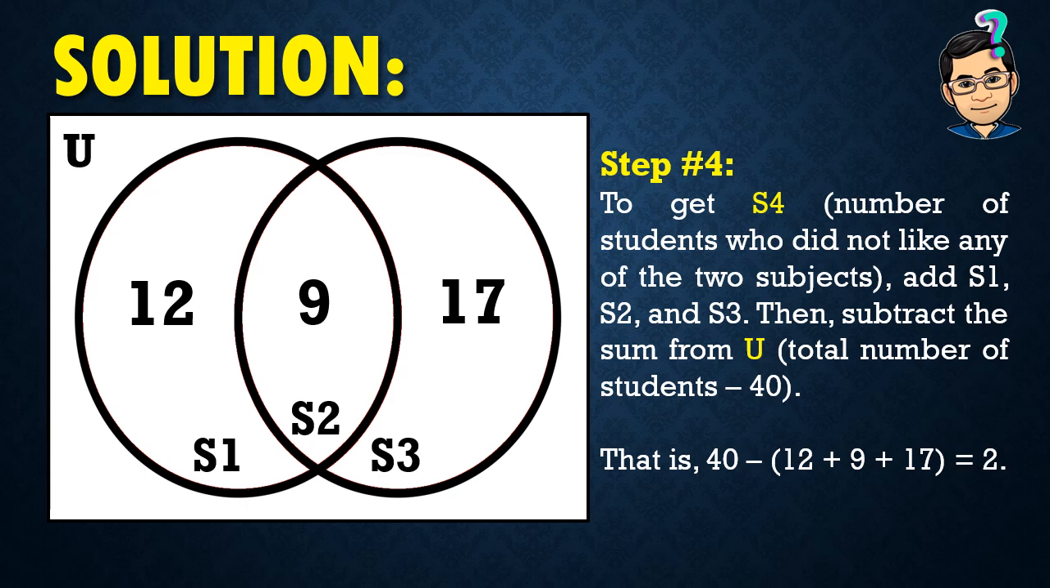So that is 40 minus the sum of 12, 9, and 17. So 12 plus 9, that is 21, plus 17, 38. 40 minus 38 equals 2. Therefore, there are only 2 students who did not like any of the 2 subjects. So maaaring mga students na to ang gusto nila Filipino, MAPE, TLE, or any subjects na hindi English or Math.